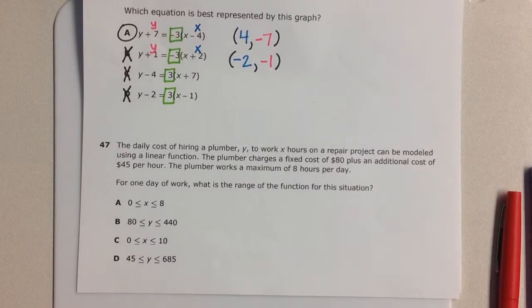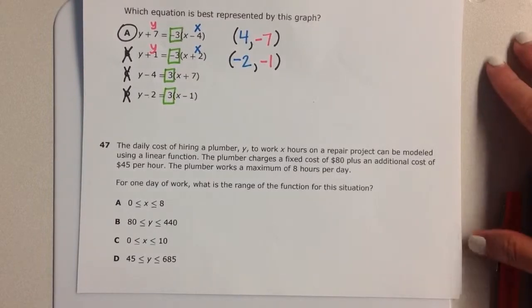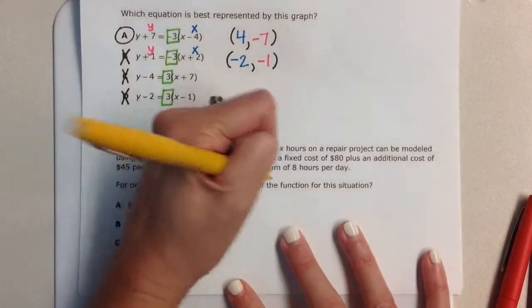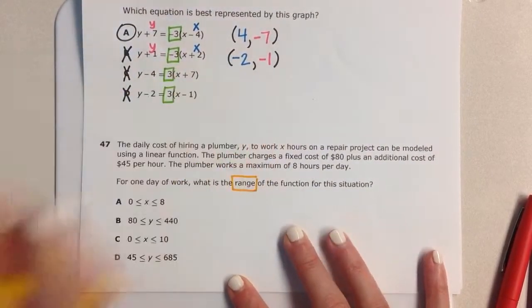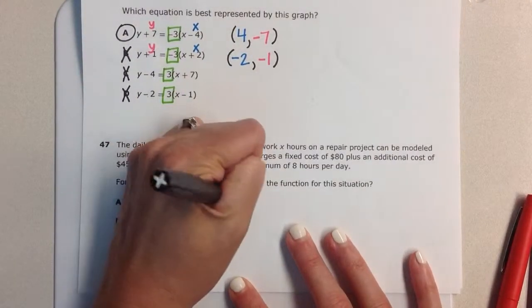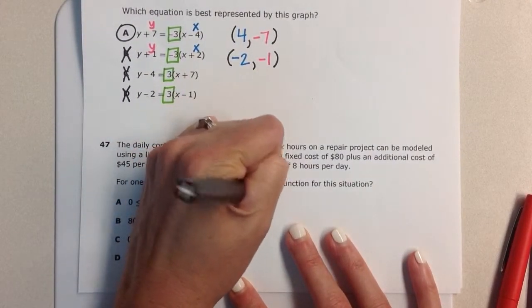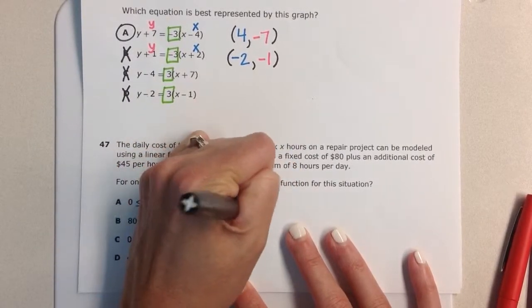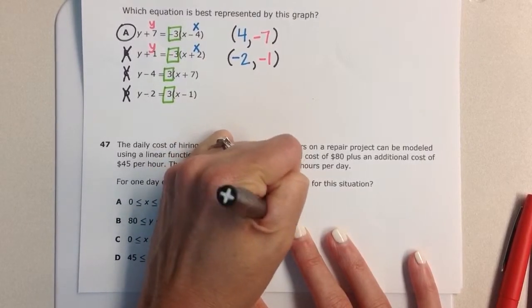Now we're going to look at question number 47. It says the daily cost of hiring a plumber Y to work X hours on a repair project can be modeled using a linear function. The plumber charges a fixed cost of $80 plus an additional cost of $45 per hour. The plumber works a maximum of 8 hours per day. For 1 day of work, what is the range for this situation? So if I see range, I'm going to recognize that as one of my words for Y values. And specifically with range, we are talking about how far down, how far up.